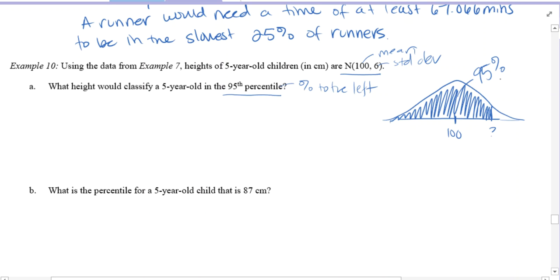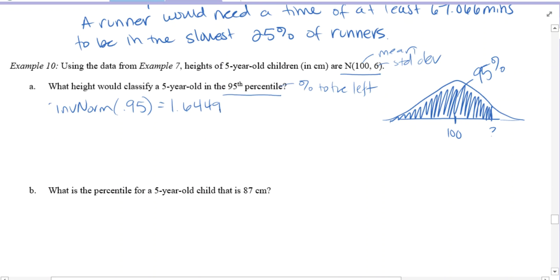So which calculator command do we need to use? Okay, you're going to have to choose between the two. We know a percent, so we're going to be doing inverse norm. We want the percent to the left, so that's great. So we just get to stick in 0.95. Okay, so use your calculator. Second distribution, go down to inverse norm, 0.95. This puts out a z-score.